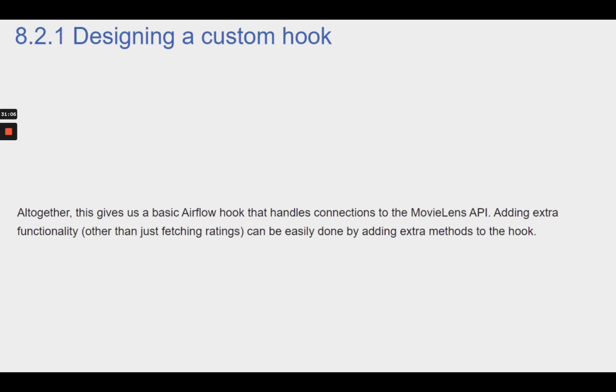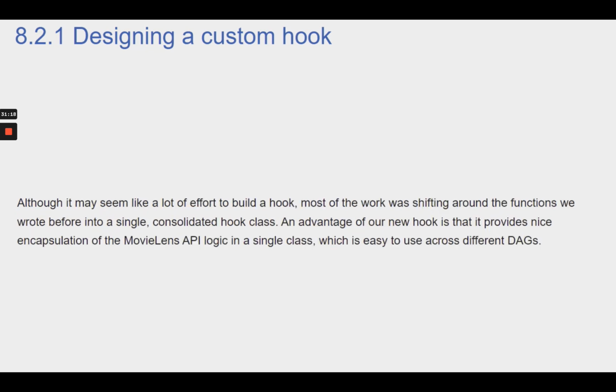Altogether, this gives us a basic Airflow hook that handles connections to the MovieLens API. Adding extra functionality, other than just fetching ratings, can be easily done by adding extra methods to the hook. Although it may seem like a lot of effort to build a hook, most of the work was shifting around the functions we wrote before into a single consolidated hook class. An advantage of our new hook is that it provides nice encapsulation of the MovieLens API logic in a single class, which is easy to use across different DAGs.